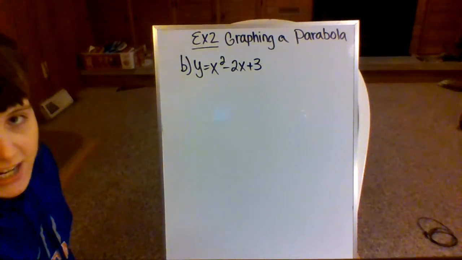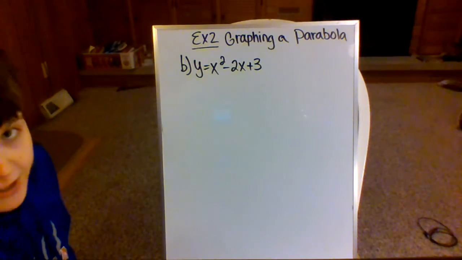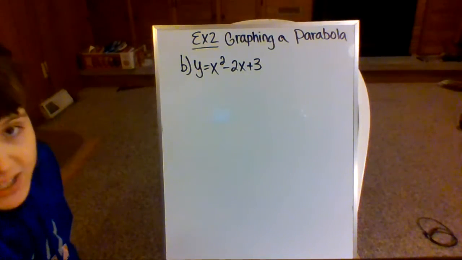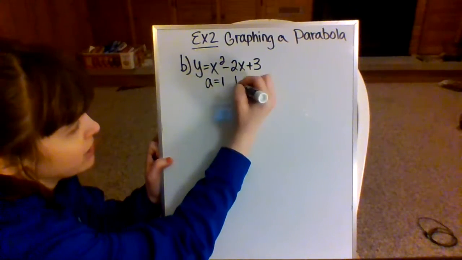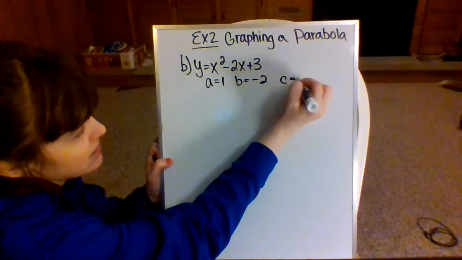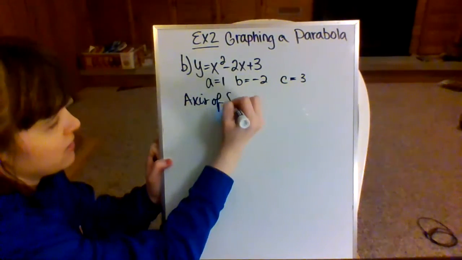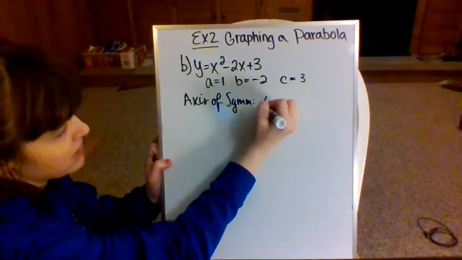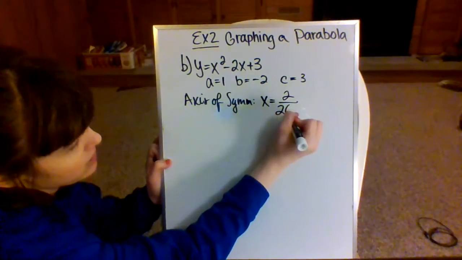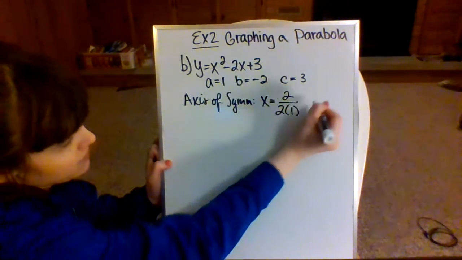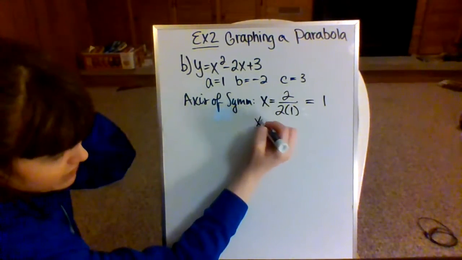Alright, so this one is not in vertex form, it is in standard form. So we're going to have to find the vertex first, and then we can make our table of values. Okay, so we're going to identify a, b, and c. So a is 1, b is negative 2, and c is 3. The axis of symmetry, we've got x equals the opposite of b, so 2, divided by 2 times a, which is 1. So 2 divided by 2 is 1. So our x value is 1.